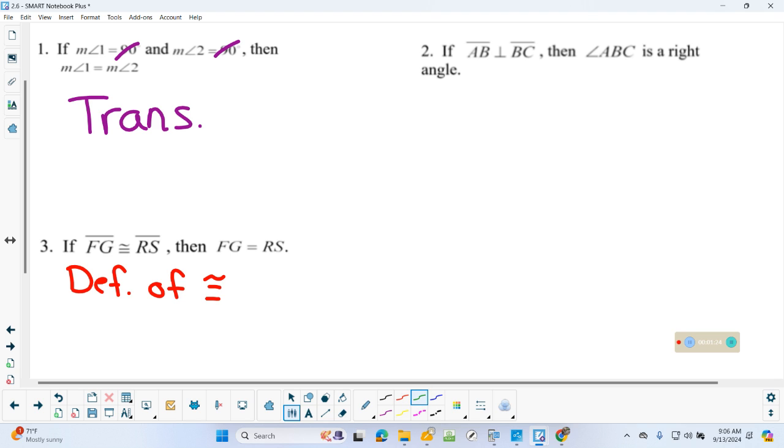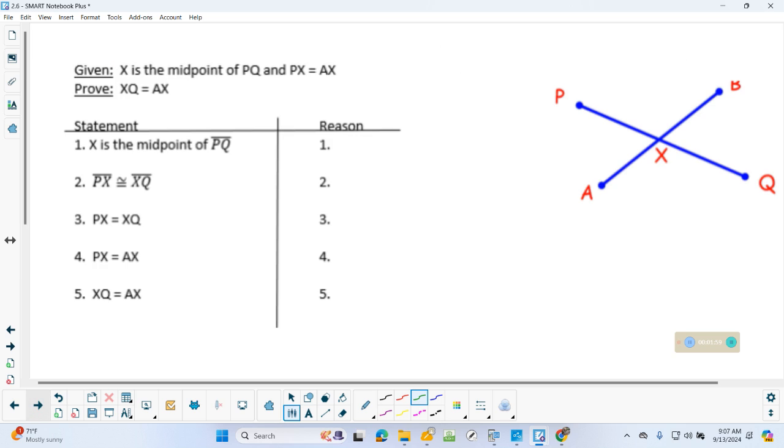All right, 2. We haven't seen 2 this chapter yet, but we talked about this back in chapter 1. If segment AB is perpendicular to BC, then angle ABC is a right angle. That's a definition. Don't all perpendicular lines make right angles? That is the definition of perpendicular lines. I'm just going to say definition of perp. And you can use the symbol for perpendicular too, obviously, if you don't want to write it. So again, it's a free-for-all. You can use anything and everything in chapter 1. So here we go. Let's practice our proof writing.